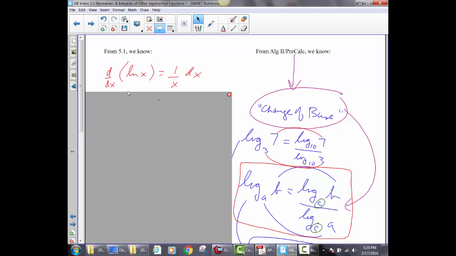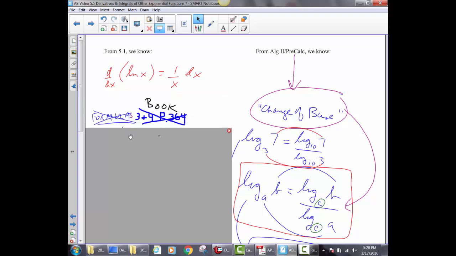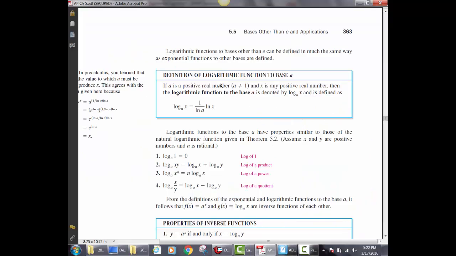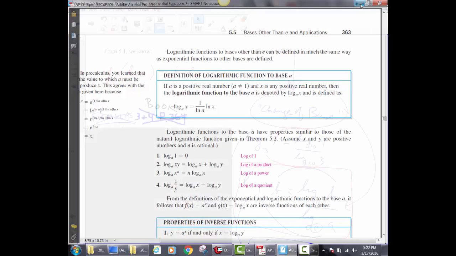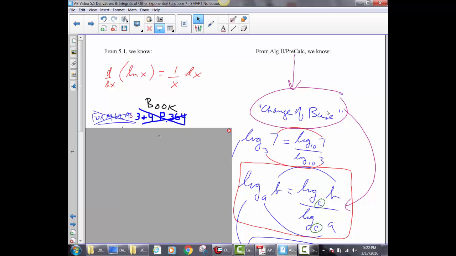Now, we know from 5.1 that the derivative of ln x is 1 over x dx. But what happens if we want to take the derivative of something uglier? Let me just pause for a second. In the book they have this formula, which personally I have never memorized. The reason I've never memorized it is because you should have learned the change of base formula in both Algebra 2 and in pre-calc.